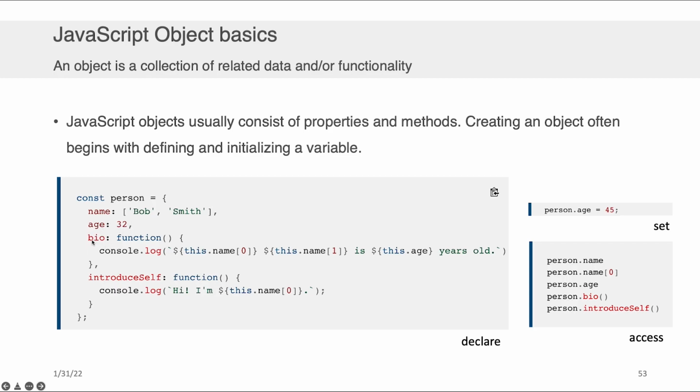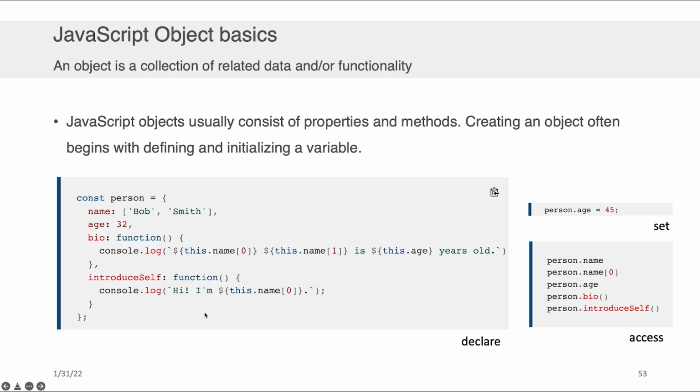There is an age property, which is numerical. And then there is a bio, which is a method. I know this is a method because I write a function and I declare within the function what I want to occur when this method is summoned. There's another method down here, introduce self. I know it's a method again because there's a function here followed by a definition of what the function will do.